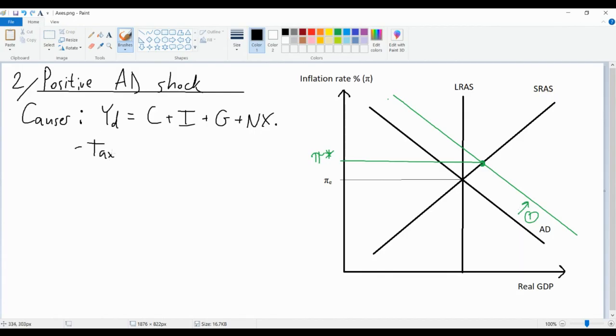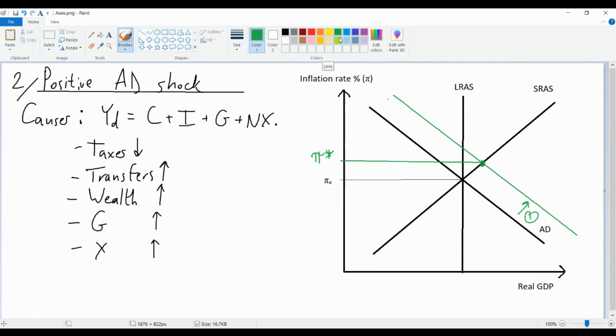Well, it could be a decrease in taxes, right? That would increase disposable income. It could be an increase in transfers. It could be an increase in wealth. Or an increase in government spending, or an increase in exports. All of these things could do this. So again, what happens next? Well, it depends. Just like before, there are 3 possibilities.